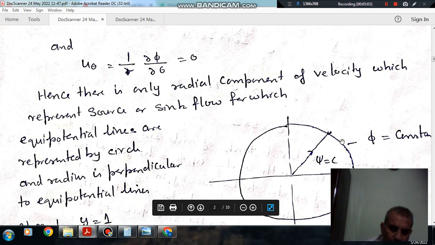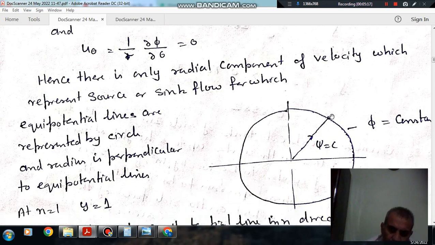And for sink flow and source flow, the equipotential lines are circles around the origin, and if these are the circles, then these lines will be your stream function lines.